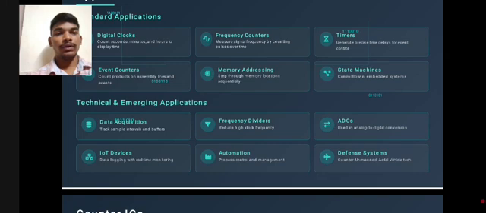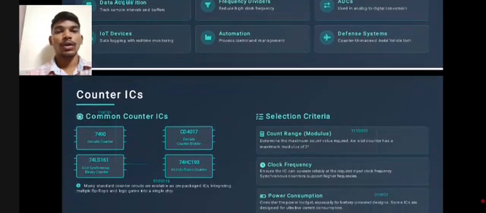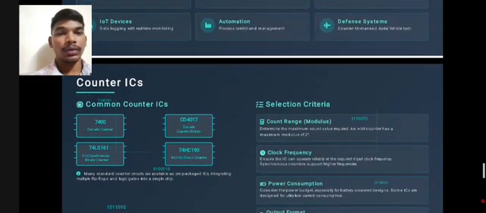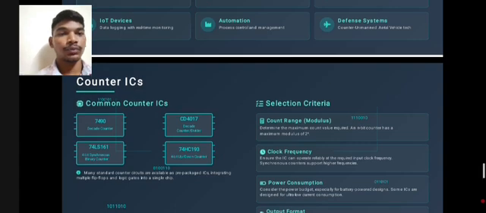Buffers, frequency dividers to reduce high clock frequency. Used in analog to digital conversion, IoT devices, data logging with real-time monitoring, automation, process control and management, defense systems, unmanned vehicle technology. Common counter ICs: decade counter, divider, 4-bit synchronous binary counter, 4-bit down counter.